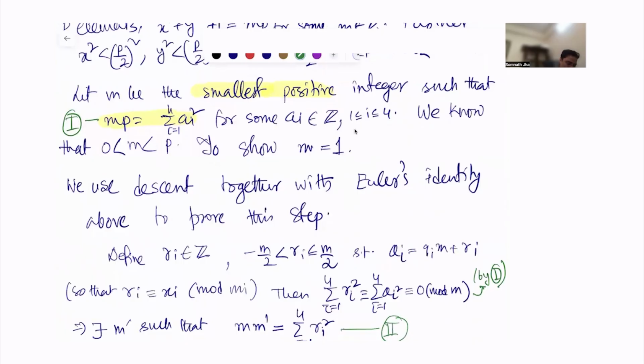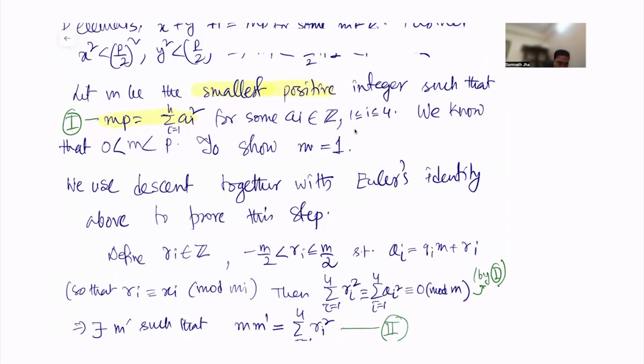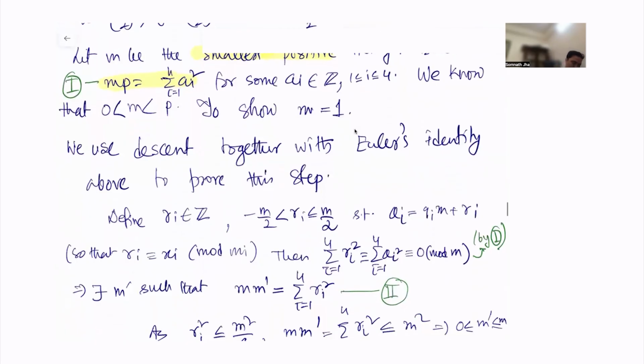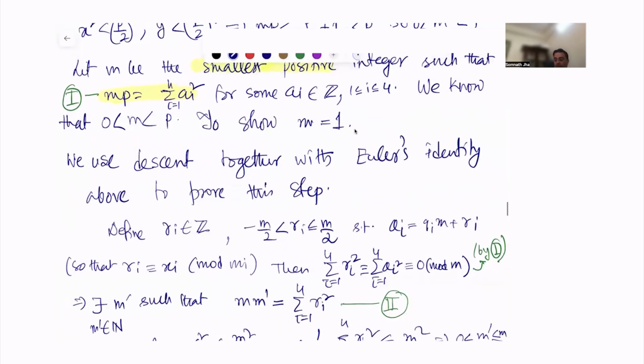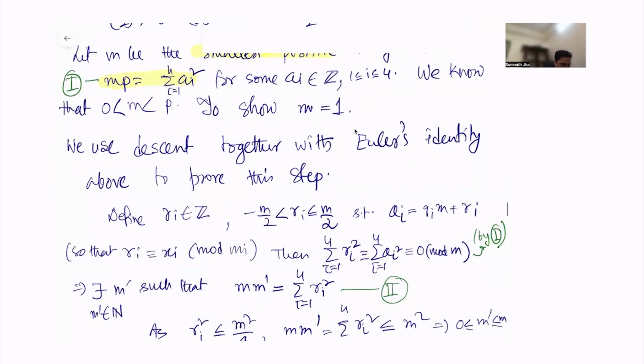So ai square summation is 0 mod m by 1, and ai square is congruent to Ri square by definition of Ri. So there is an m prime such that m times m prime is summation Ri square. This is again just from the above equation: summation Ri square is 0 mod m, so there is an integer m prime, and m prime belongs to N. The goal is to show that m prime times p is also a sum of four squares. This m prime is our candidate, which will give us the contradiction.